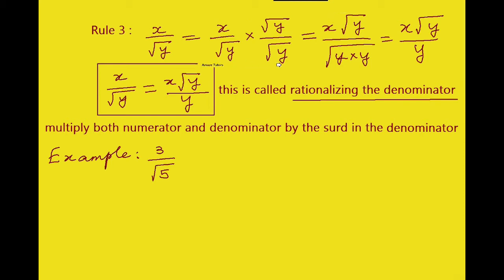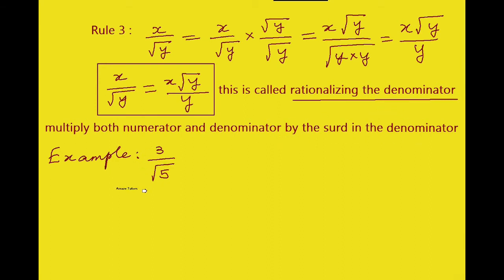Now write this using rule 1. Two radicals can be written under one radical. That is why square root of y times square root of y is square root of y squared, simply y. So this is our final simplified answer, the rationalized answer, because y is a rational number. It's not irrational. So in other words, rule 3 is x over root y is equal to x root y divided by y. Multiply both numerator and denominator by the surd in the denominator.